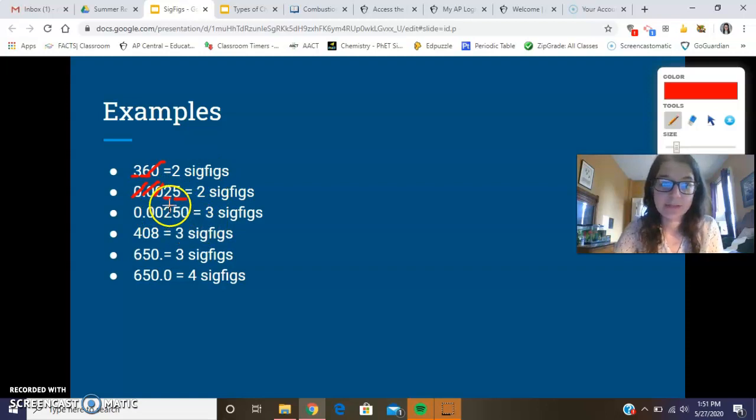For the next number, I'm going to start the same way. Not significant if it's before a non-zero, significant because it is a non-zero, and then we have this 0.